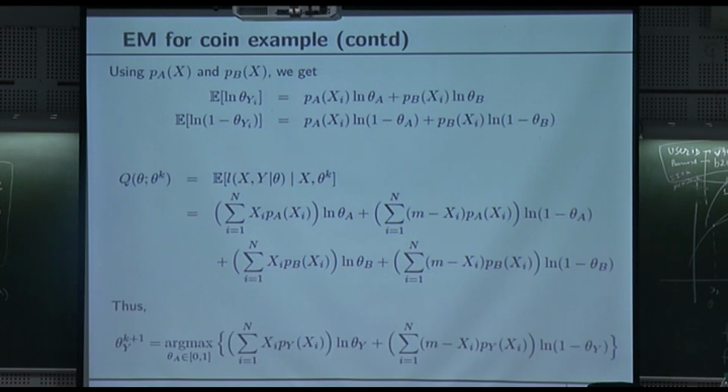Now, if I want to generate the next estimate, I want to estimate the next value of theta A, and I want to estimate the next value of theta B. So it splits up into two different optimization problems, one involving this expression and one involving that expression. So theta K plus 1 is nothing but the maximization of the expression involving either theta A or theta B. Right? So it splits up into two optimization problems, one for theta A and one for theta B.